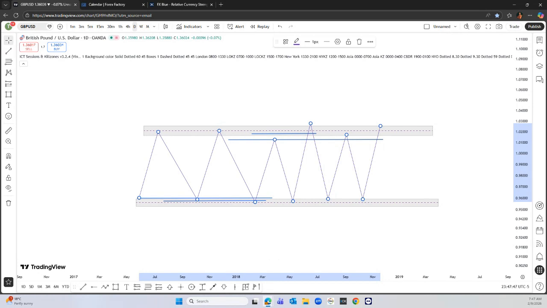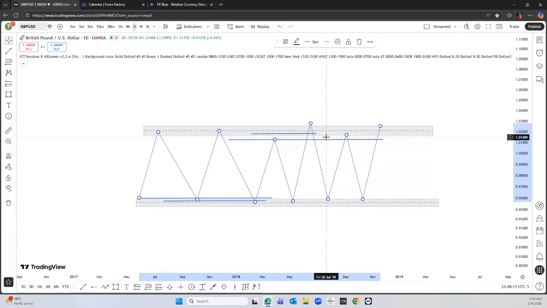So wait for reaction, not touch. Some people, especially newbies, say the moment the price touches support, we are buying, and the moment the price touches resistance, we are selling. So what I want you to do henceforth is wait for reaction and not touch. Reaction is how the price reacts within that zone. Is it a breakout? Is it a rejection?